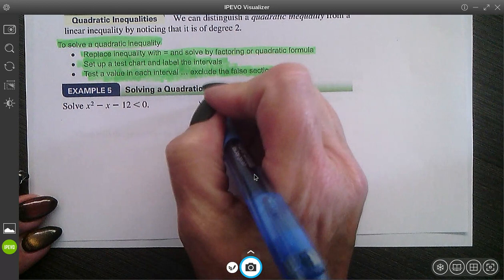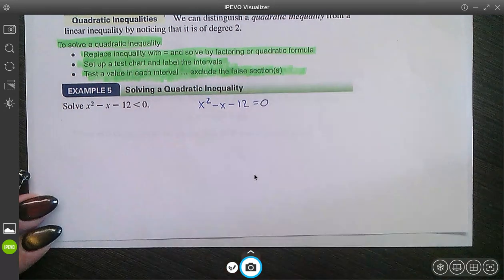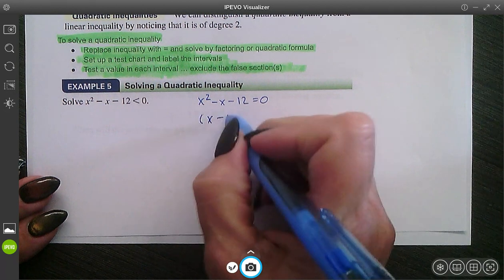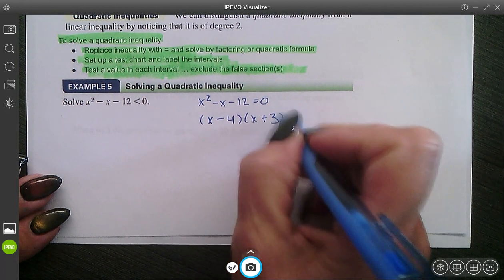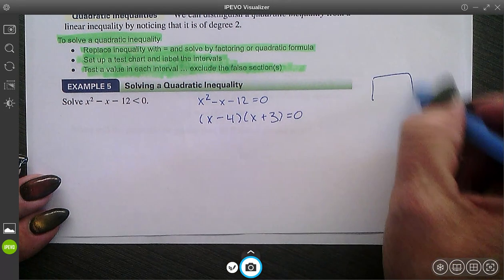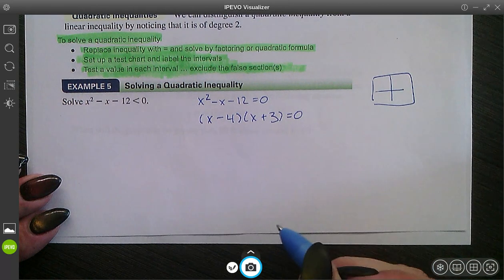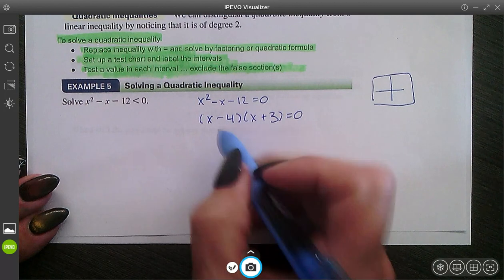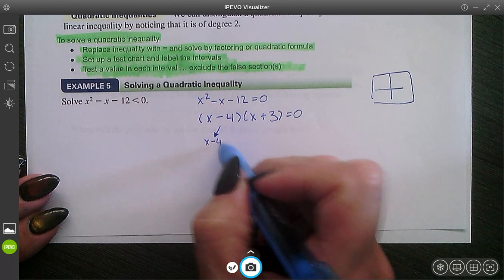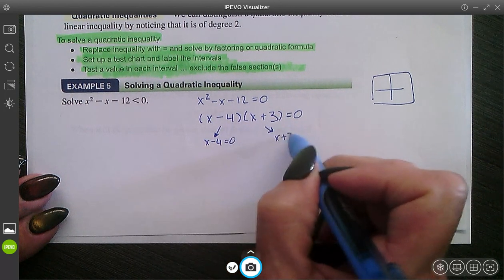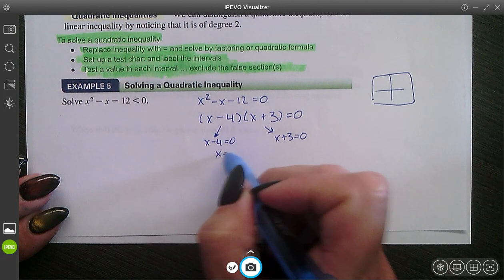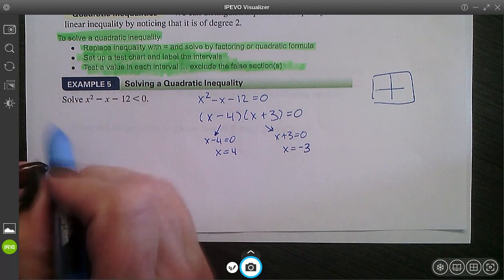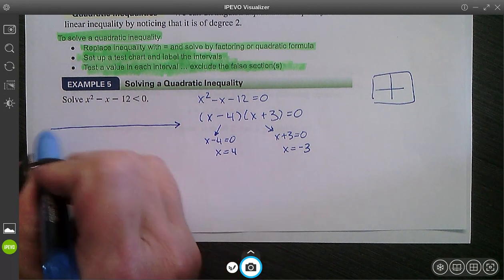We just start by thinking of this like an equal sign. And then this will factor nicely. It would be x minus 4 times x plus 3. Remember, you can do box factoring to get that answer. Then to solve for our critical values, we're going to set each of these parentheses equal to 0 so that we get x equals 4 and x equals negative 3. Those numbers are what we call our critical values.